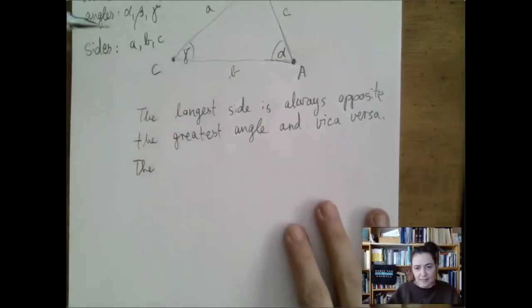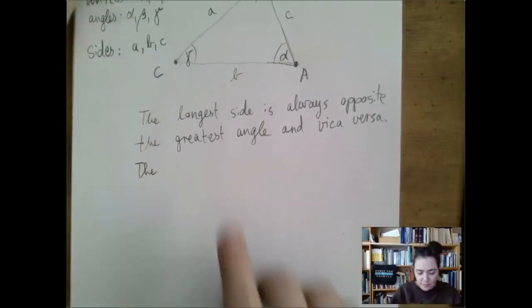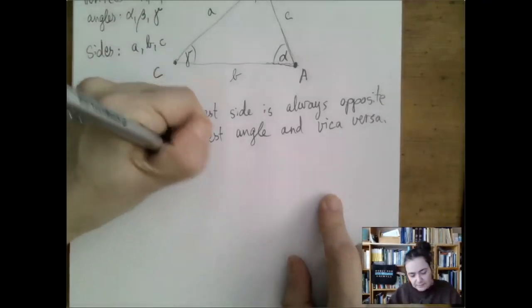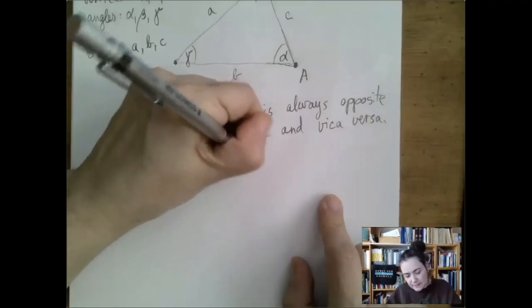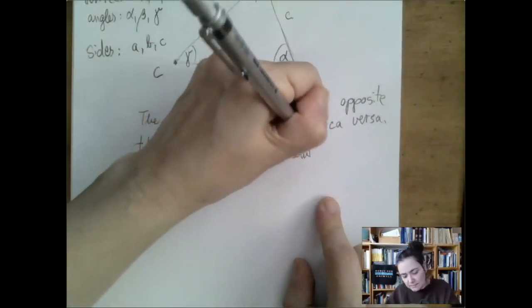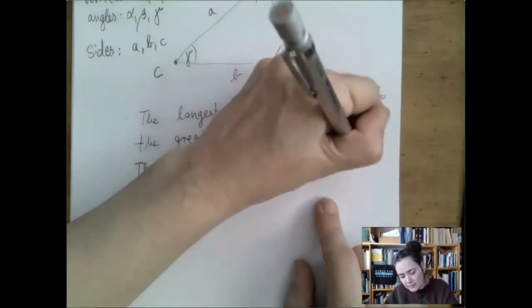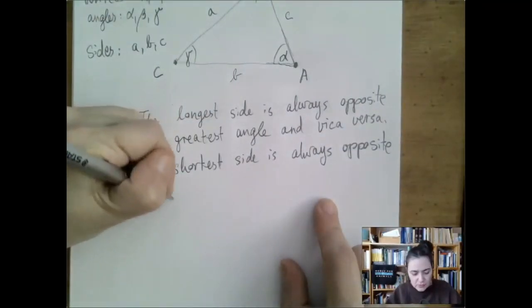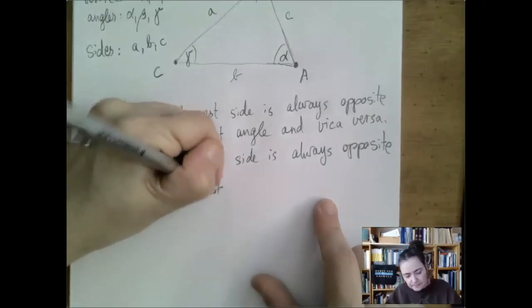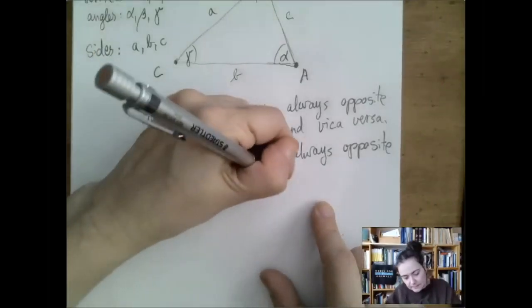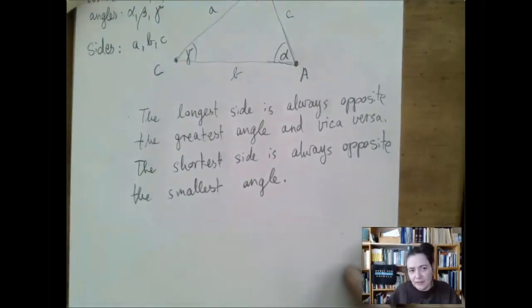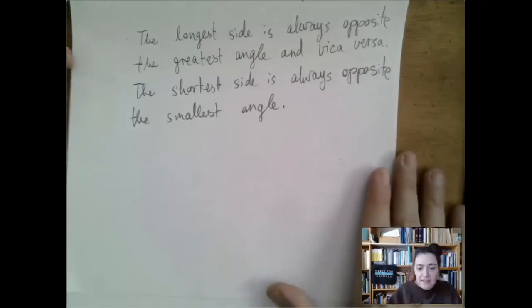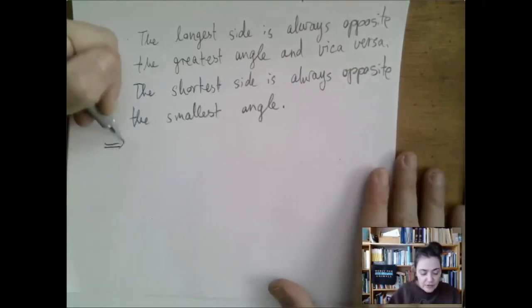So this standard labeling is actually more clever than it appears at first sight. The shortest side is always opposite the smallest angle. And then the middle side, middle angle, it follows from this. And there are some very important consequences.